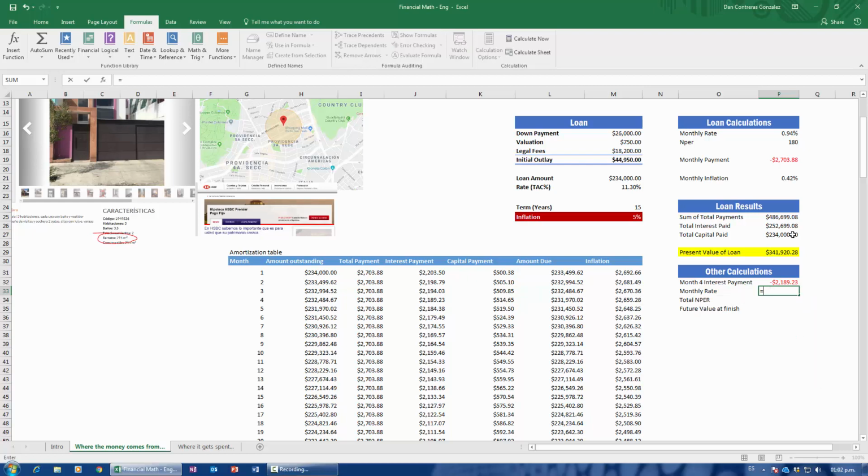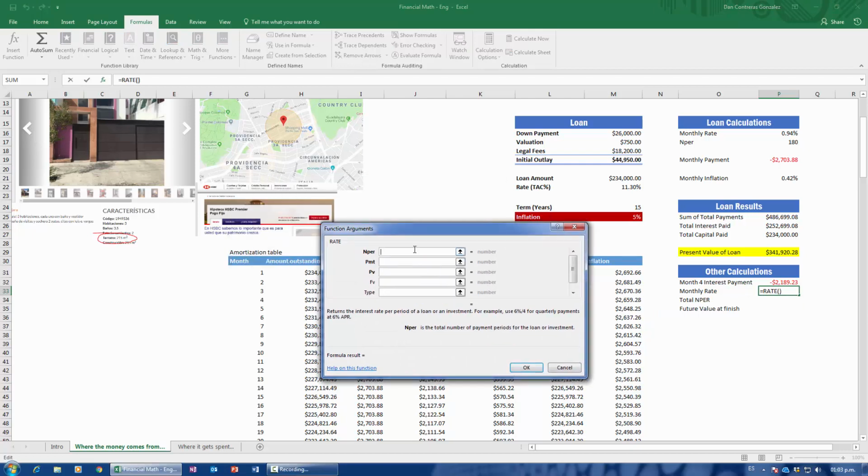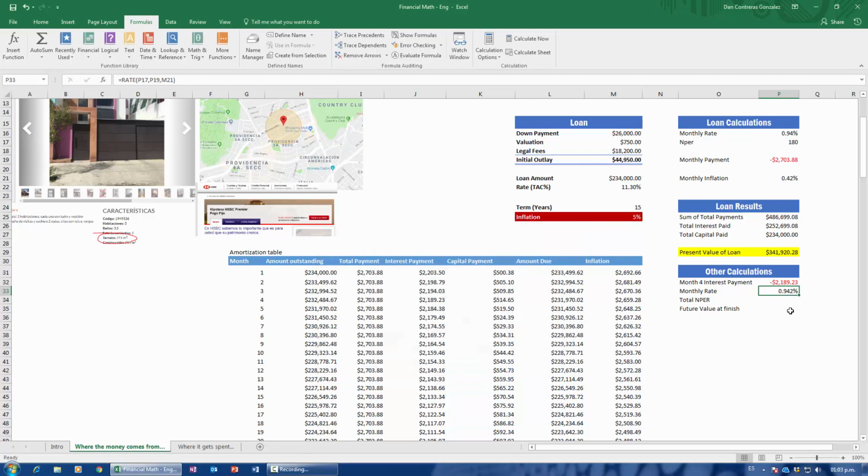So the monthly rate is going to be, well, pretty simple, all right? It's going to be called RATE. The rate formula is asking me for the number of periods, the payment amount, and the present value. And notice that I get the exact same amount that I had as the monthly rate.